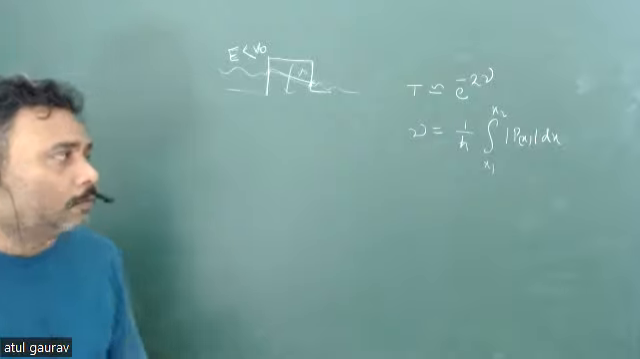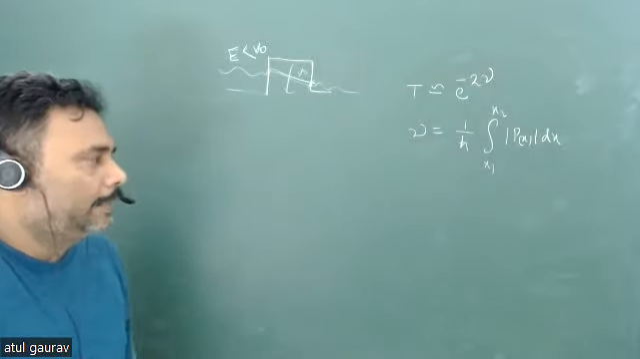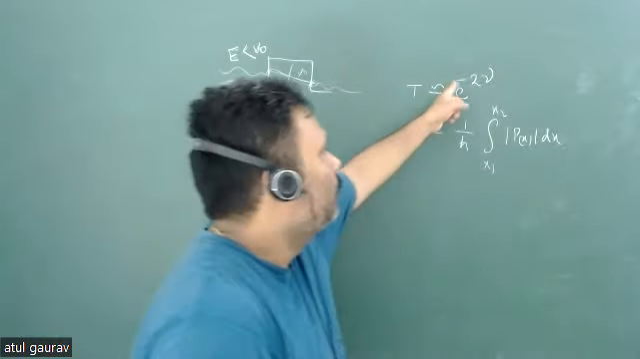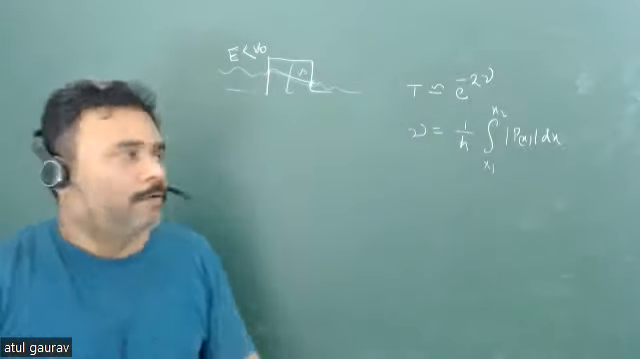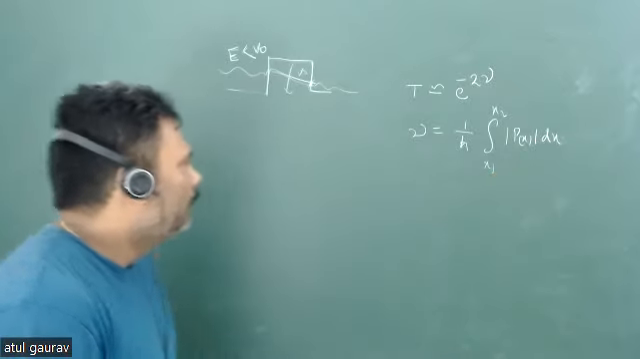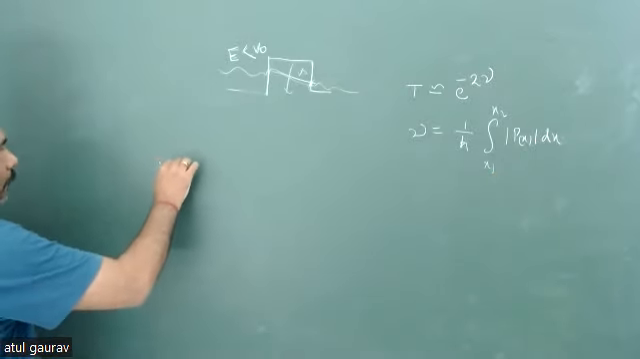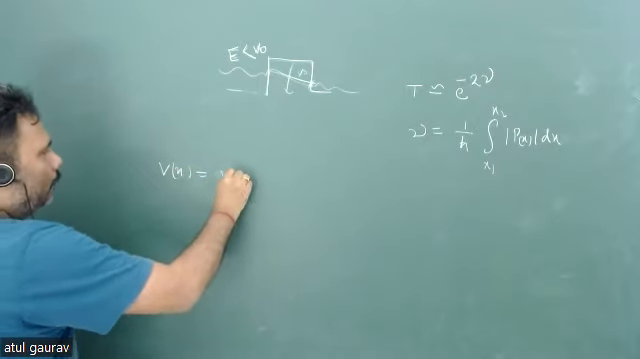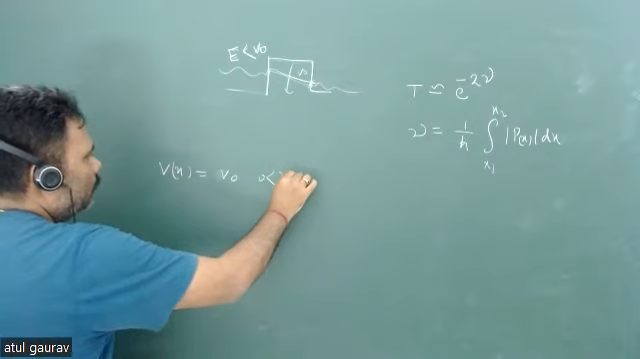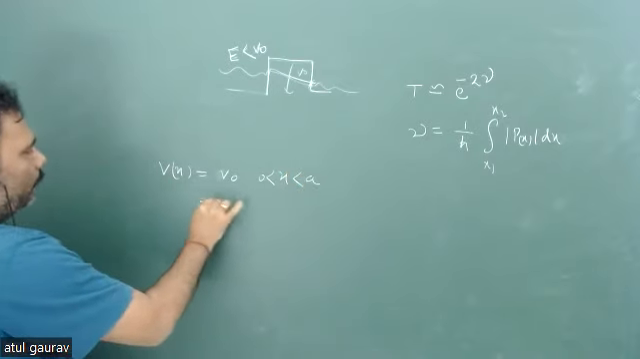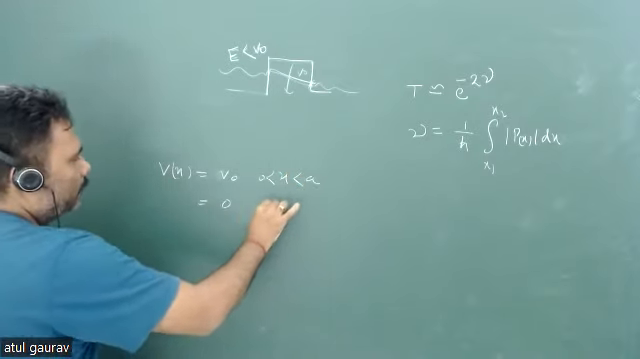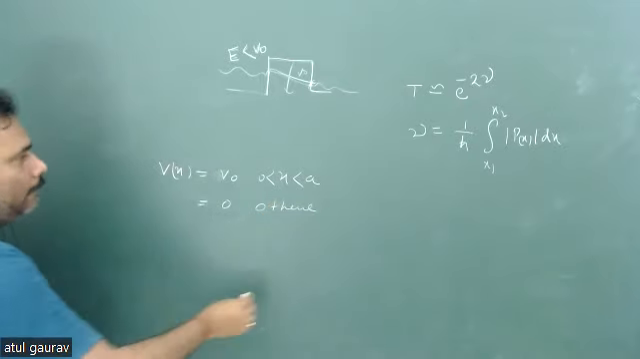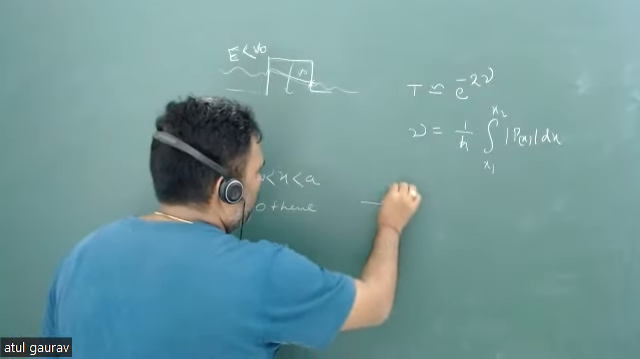So you can easily calculate what your tunneling probability will be. Let's use this formula, and we can easily calculate the tunneling probability in terms of e to the power minus gamma, where gamma is this particular thing. Let's go for this one. So Vx is equal to V naught, where x is between 0 and a, and 0 otherwise. So you have this sort of potential, exactly the same potential.